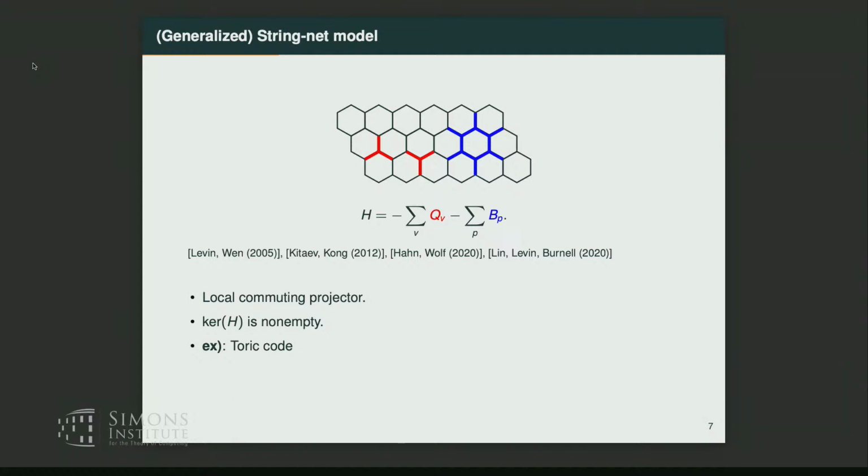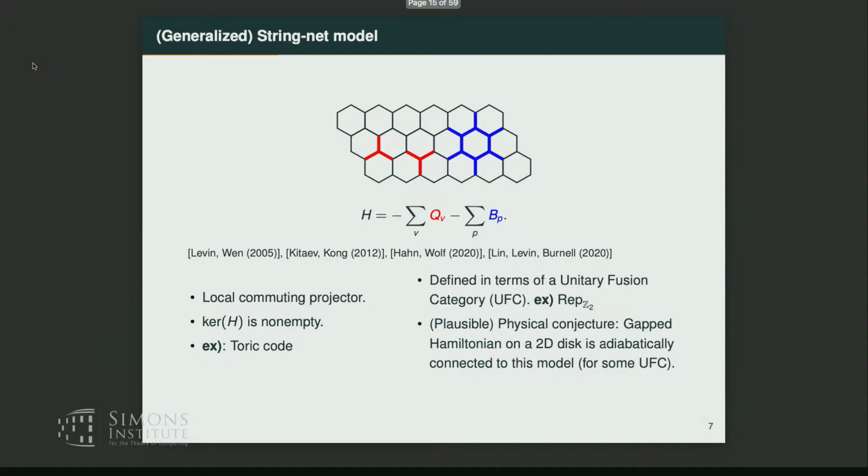And here's a more detailed description of this model. It turns out that, as I said before, this is not just a single model, but a class of models. And there's an input data that defines this model. And this is a unitary fusion category.